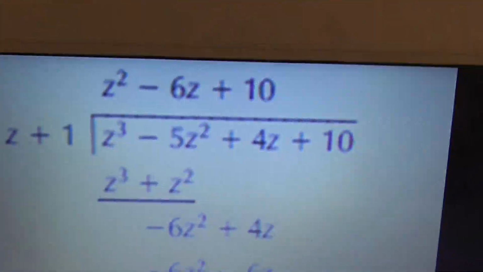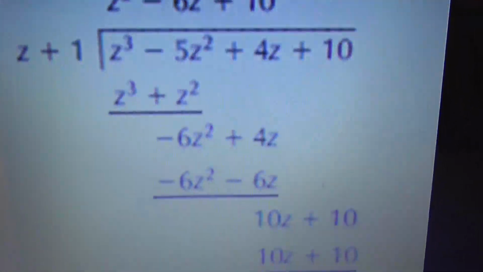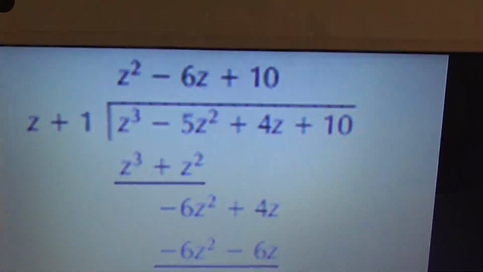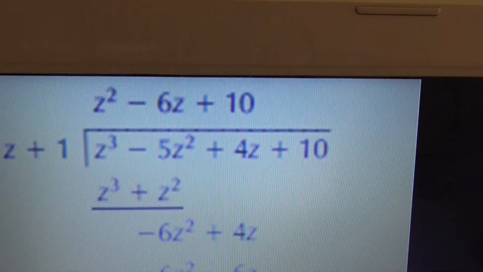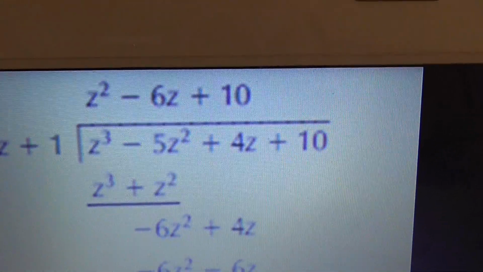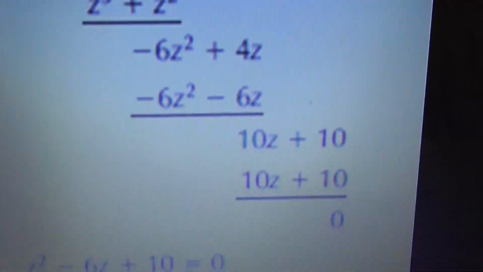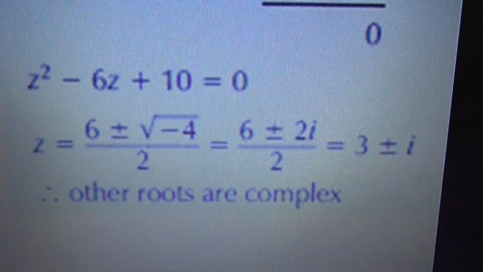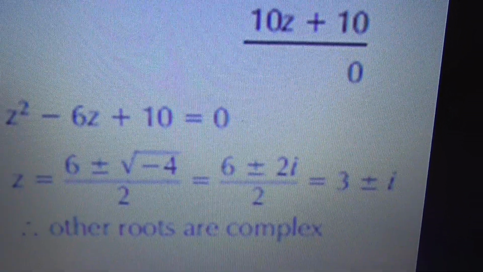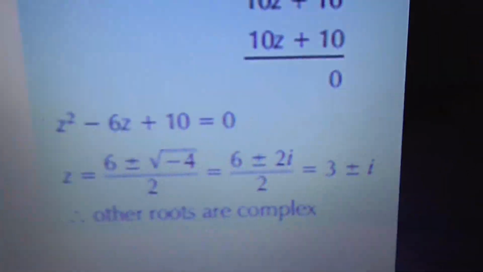Okay, so just watch all of your division. So dividing z plus 1 into that cubic expression, you should get a remainder of 0. So therefore z plus 1 divided into the cubic, z squared minus 6z plus 10 times. So that's the other factor. But the question said find the other two complex roots. So I now need to go off and solve that quadratic. So use your minus b formula. And you should get out 3 plus or minus i. So they're the other two complex roots. So one of the roots was real, it was minus 1, and the other two complex roots are 3 plus or minus i.